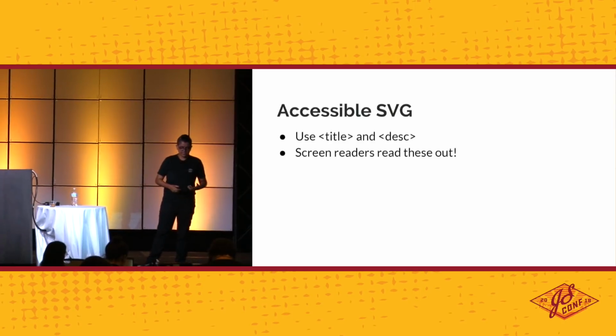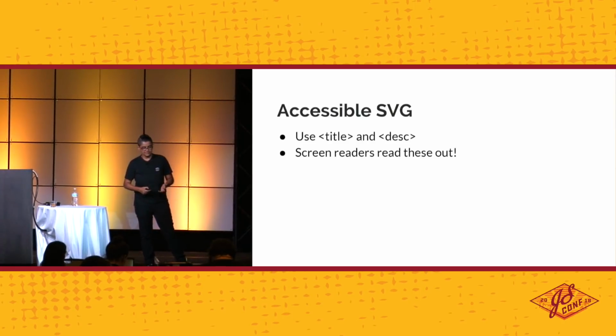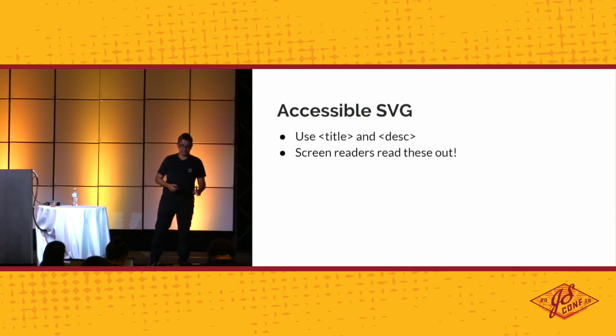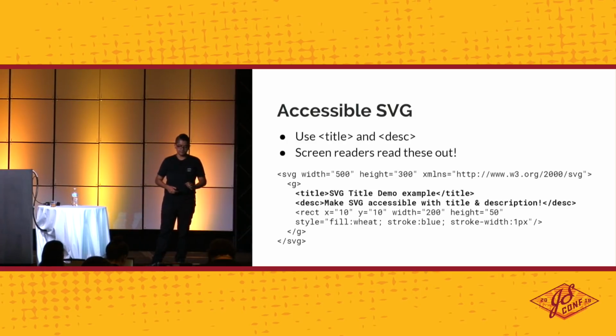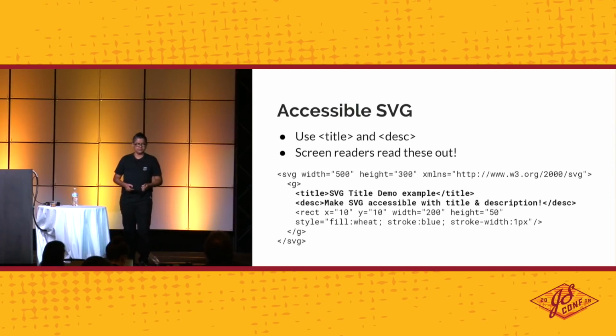So how to make SVGs accessible? You can use the title and description tags that are supported by SVG. Screen readers do read this out, so make sure you have this whenever you're using SVG. Here is an example of how to do it. I think I picked it off the W3 website. So this SVG has a title and description. Screen readers will read it out, and the user will be able to understand what they're looking at.